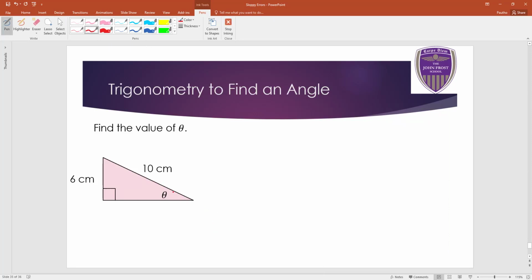Okay, my goal is to find theta here, the angle. So again, label the sides. This is opposite the angle. This is the hypotenuse. This is the adjacent. So most people do that, right? They rock the SOHCAHTOA.